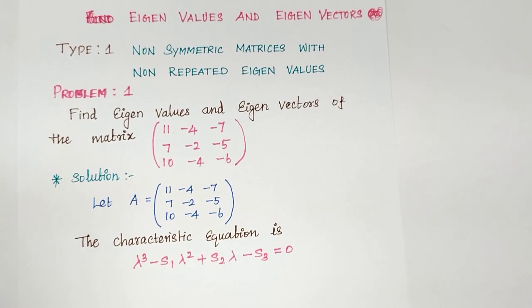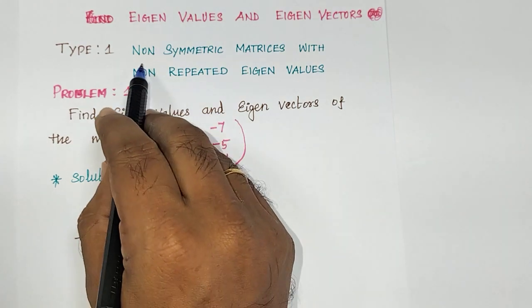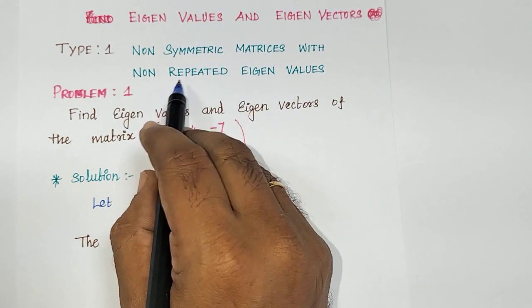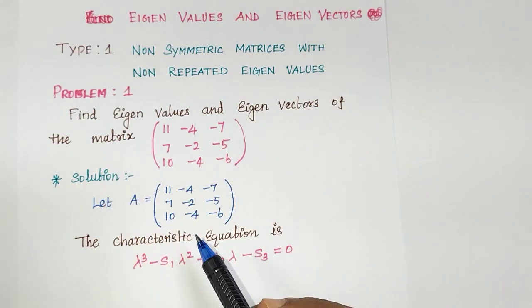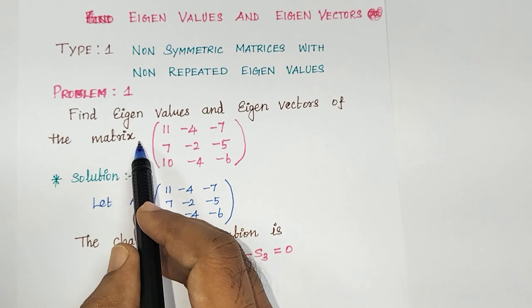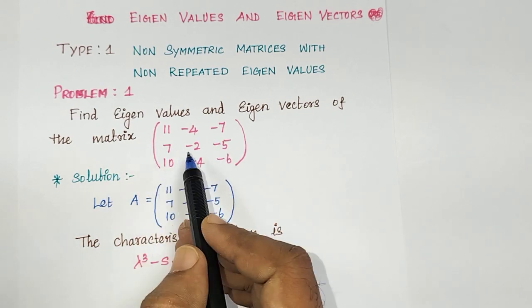Today we are going to start Eigenvalues and Eigenvectors based on problems. Within that I am going to explain type 1 first. Type 1 is Non-Symmetric Matrices with Non-Repeated Eigenvalues. Here I have taken one problem. I am going to find the eigenvalues and eigenvectors of this given matrix.